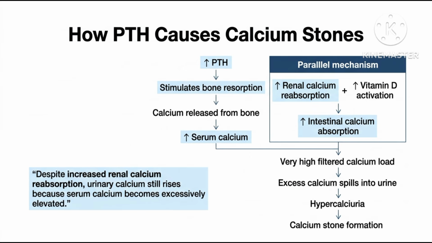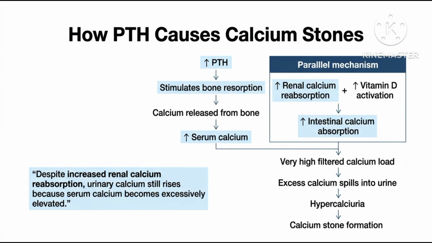As we all know, PTH has 3 main functions. PTH stimulates bone resorption, calcium is released from bone, increasing the serum calcium level. PTH also activates vitamin D, causing increased absorption of calcium from the intestine. It also increases the absorption of calcium from renal tubules.